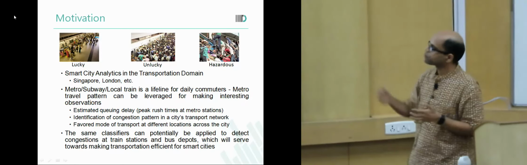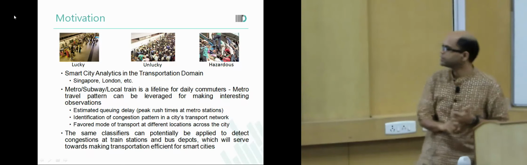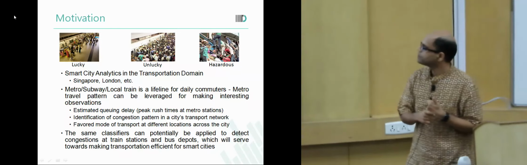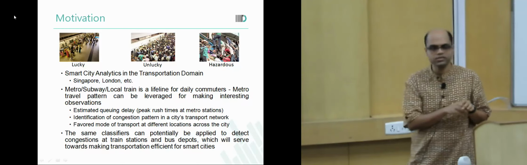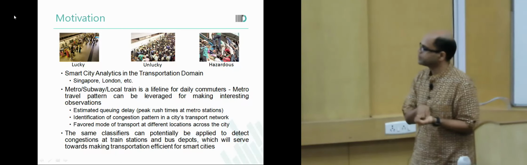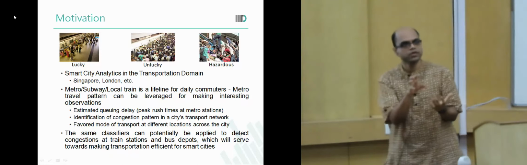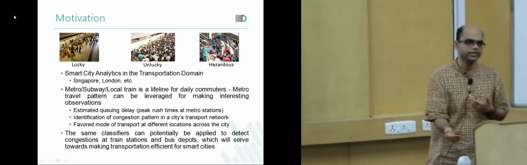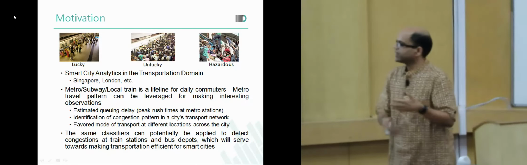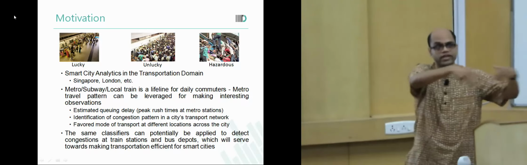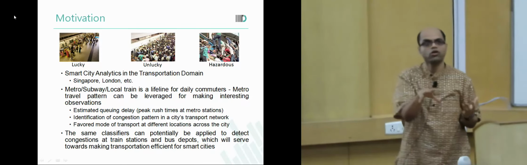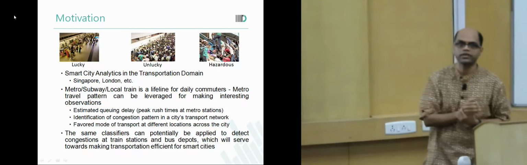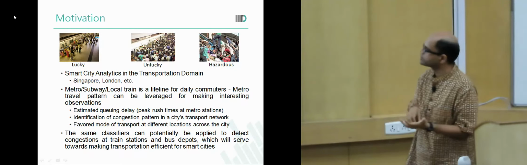And you all know this metro, subway, local train, whatever it is, it's the lifeline of the daily commuters, and if we learn about the congestion of this, then we can do many things. We can understand and tell people how much queuing delay you might expect if you go and stand in a line to get a ticket. We can tell which stations, which trains, which lines are congested, and there are many people entering for whatever reason. It could be a festival, there could be some event on the other end of the city, whatever it is. But we could get this in real time.